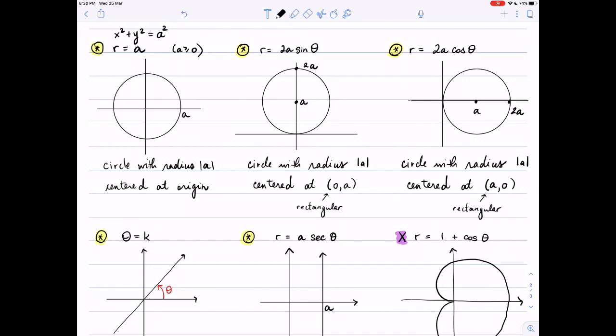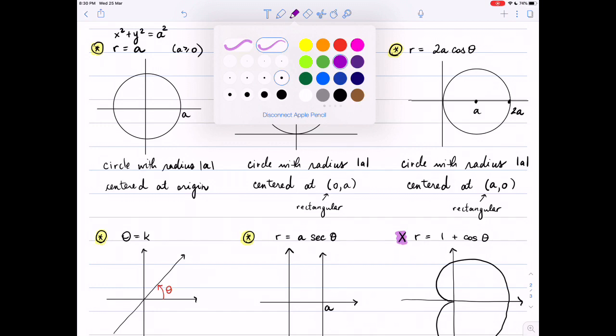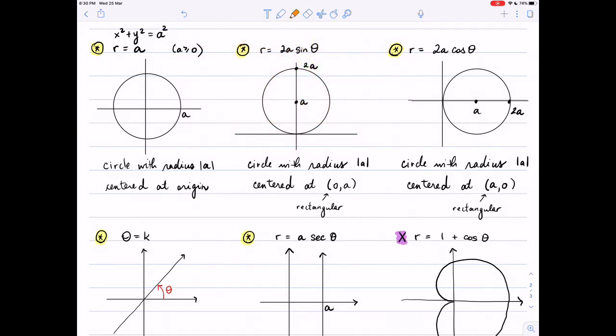So the graph of r is equal to a. Let's choose another pretty color here. Orange, how about that? The graph of r is equal to a is a circle with radius absolute value of a, and it's centered at the origin.